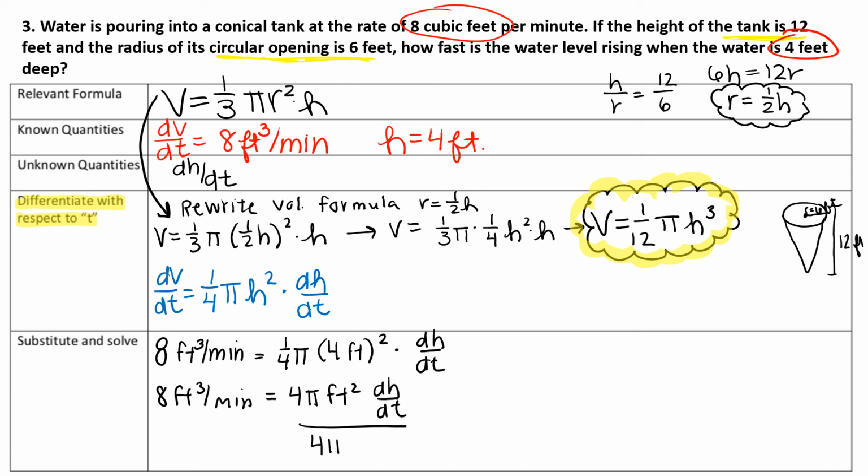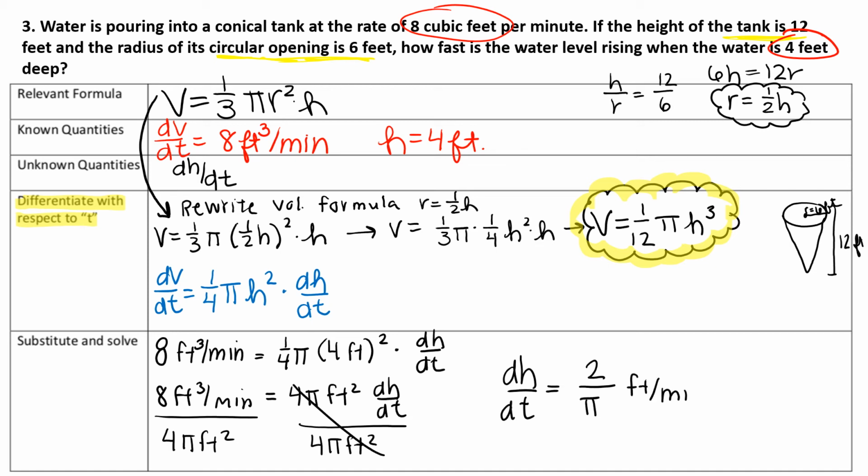Dividing both sides by 4 pi feet squared, we get dh/dt, the rate of change of the water level, is equal to 8 over 4, which is just 2 over pi, and then feet cubed over feet squared leaves us with feet per minute.